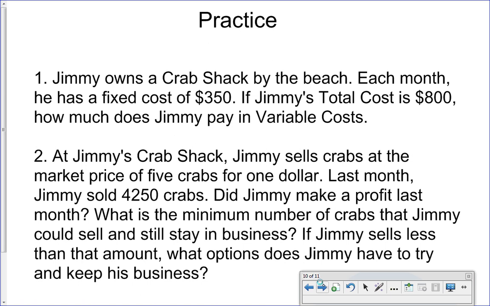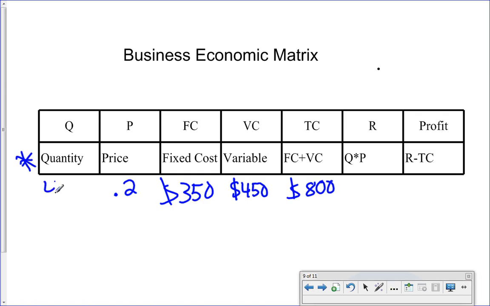Last month, Jimmy sold 4,250 crabs. Did Jimmy make a profit last month? All right, so we know what we want to find. So if he sold 4,250 crabs at 0.2 per crab, we need to figure out first what the revenue is.